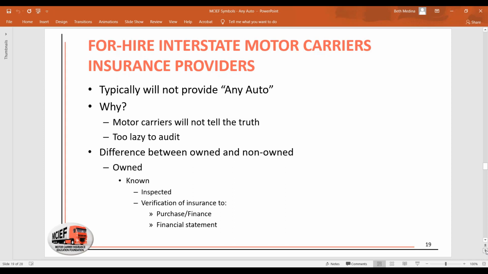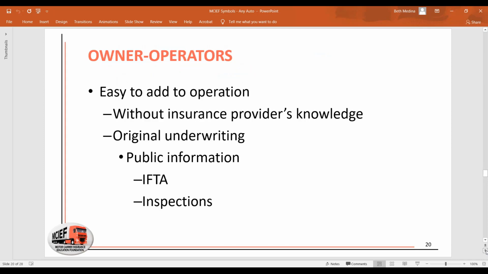If it's purchased or financed, you have to look at the loss payee part of it here. Or when they buy a new one, you have that proof of coverage if it's in their name to buy the license plate. And we can look at their financial statements and look at what assets they own, how many pieces of equipment they own, and the appreciation on those assets. So owned autos typically are easy to find out about and know about.